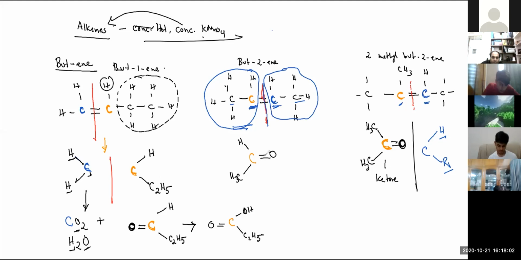So when you have a double bond O with the H, that's an aldehyde. This is an aldehyde which will get further oxidized to carboxylic acid. It will get further oxidized to carboxylic acid.